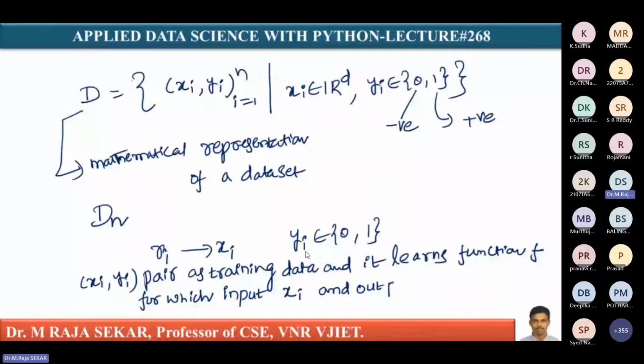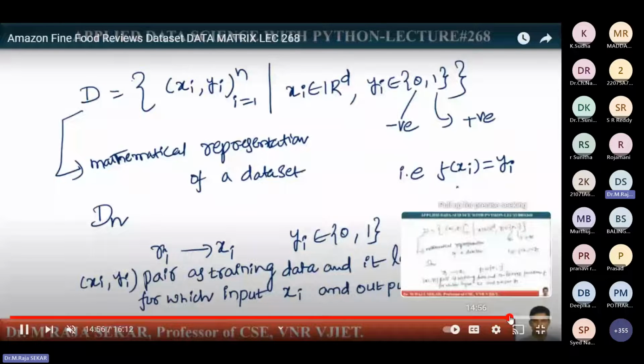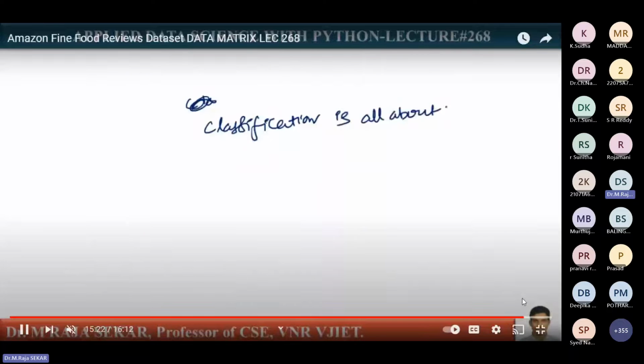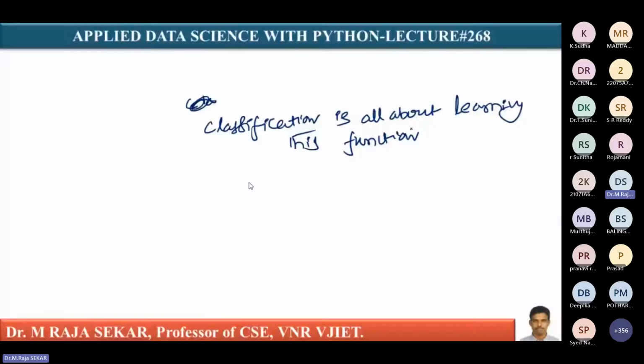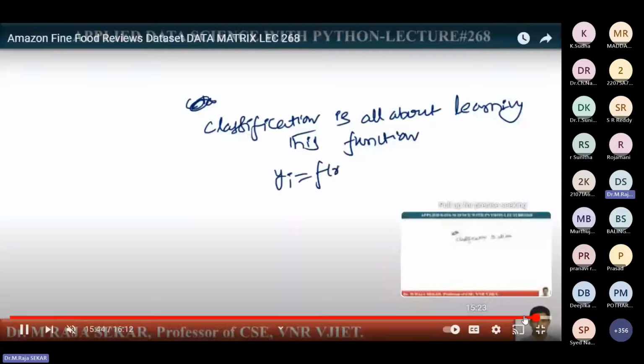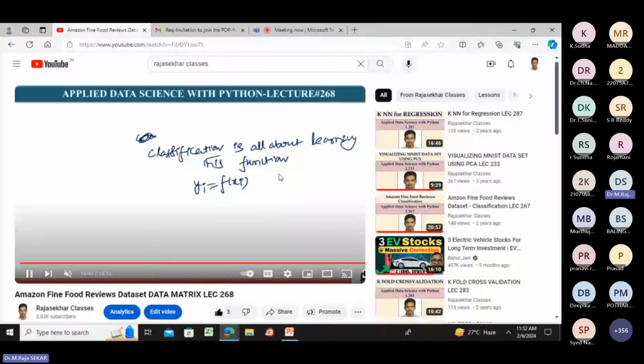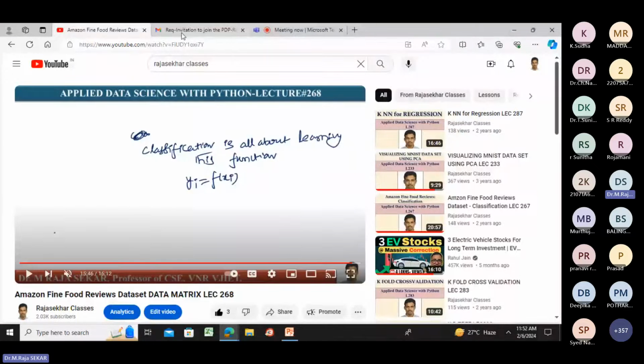In this context, we will try to understand the KNN algorithm. Classification is all about learning this function. KNN is basically a classification algorithm. Actually, this is a simple algorithm. You may ask me why I am taking this simple algorithm. Actually, I would like to introduce different concepts. That's why we opted for this particular algorithm.